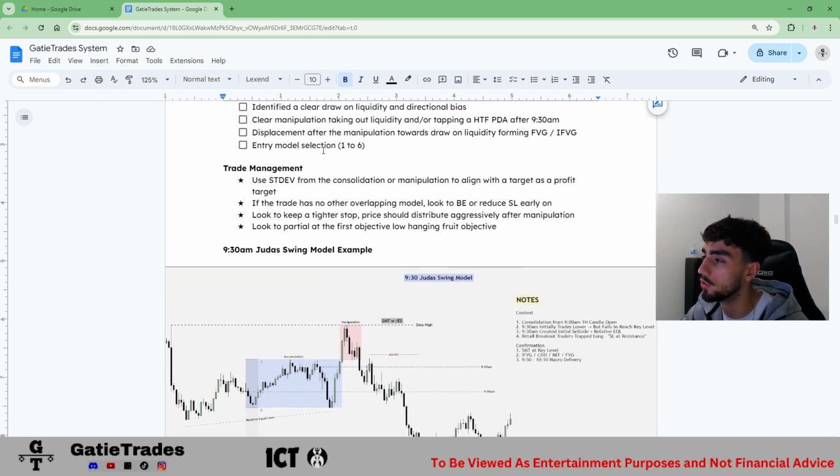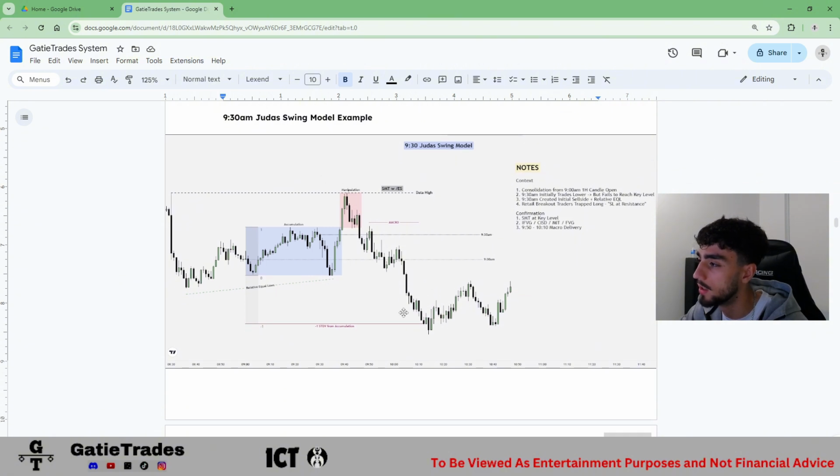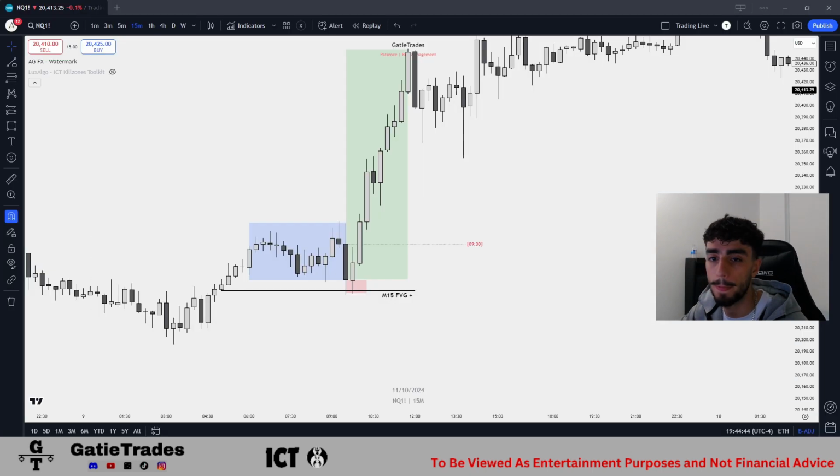And then entry model selection 1 to 6. I'm not talking about entries in this episode. Just understand that this was the idea of the 930 Judas swing. So let's get to the charts.